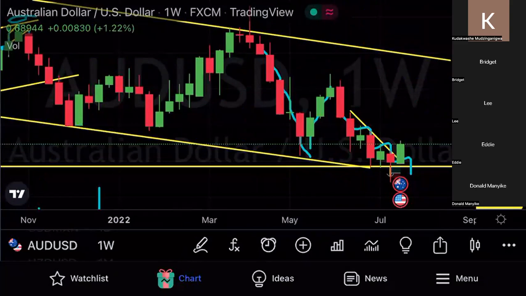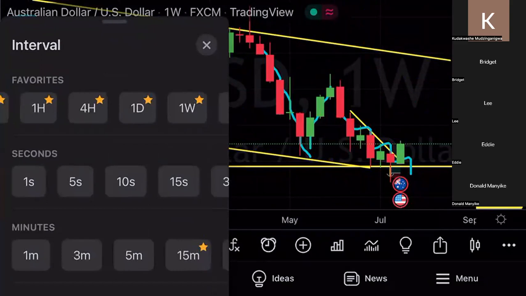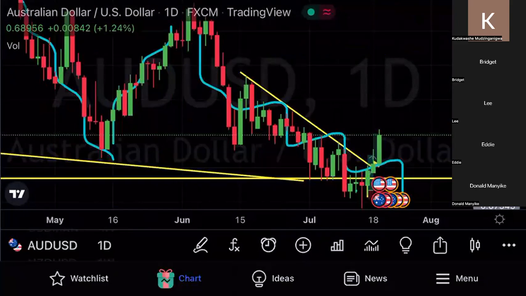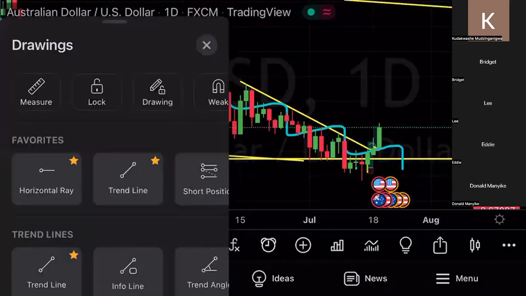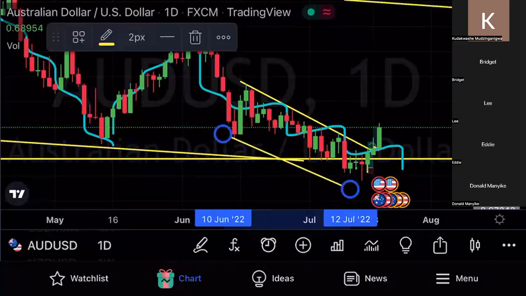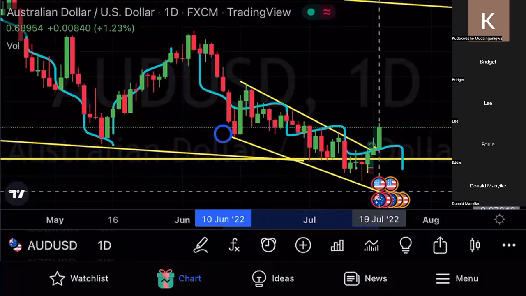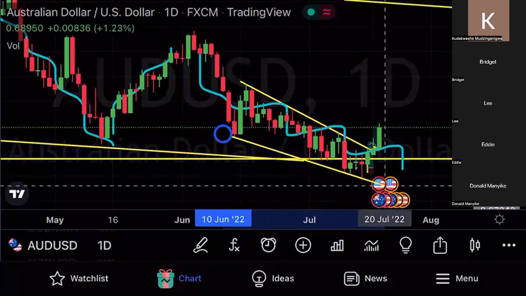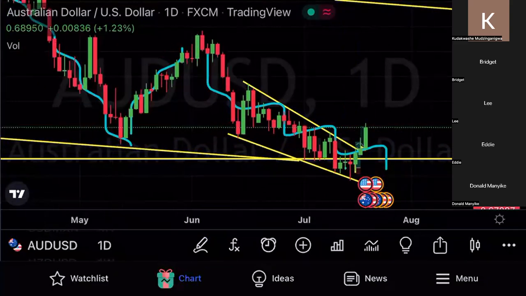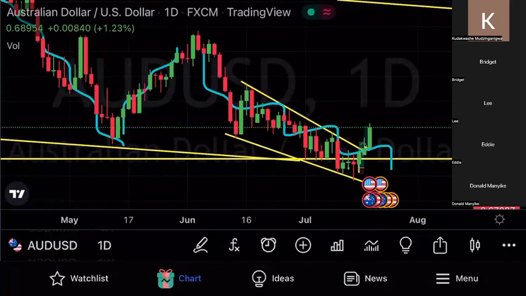Okay, so let's move to a smaller time frame like the daily, so that we can see how we are approaching that order block. So guys, trading is a game of patience. You need that patience. I've been waiting for this reversal for a while, right?